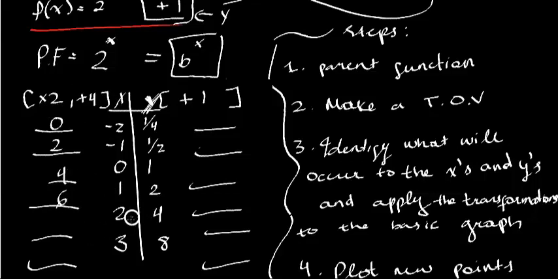Okay? 2 times 2 is 4. 4 plus 4 is 8. 3 times 2 is 6. 6 plus 4 is 10.